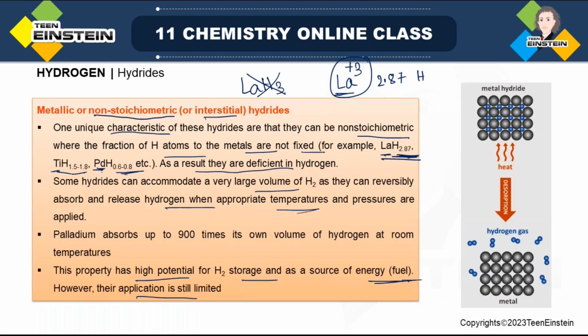Here we have a pictorial presentation where you can see the metal hydride, and when heat is applied, there is desorption. Desorption means the opposite of absorption, and hydrogen gas is removed. Here it is in metal atomic form, only 1 H, but now it is diatomic hydrogen gas. So this is the source of H2. Fine.